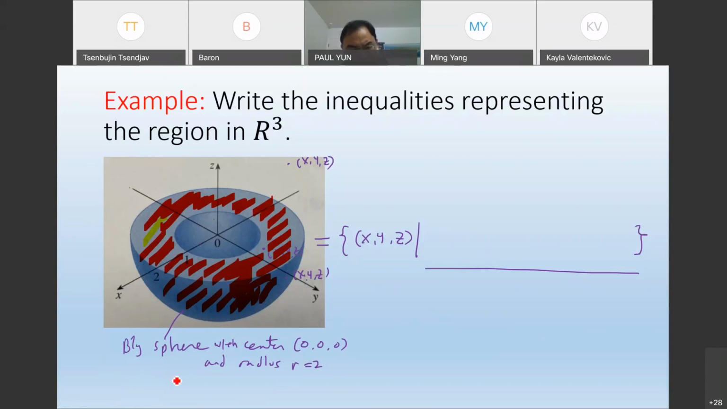It's (x minus 0) squared, right? (y minus 0) squared, (z minus 0) squared equals 2 squared. So you're right. It is simply x squared plus y squared plus z squared equals what? 4, right? Yes, that's the big sphere. Okay, everybody agree? Write down 2 squared, not just 2.